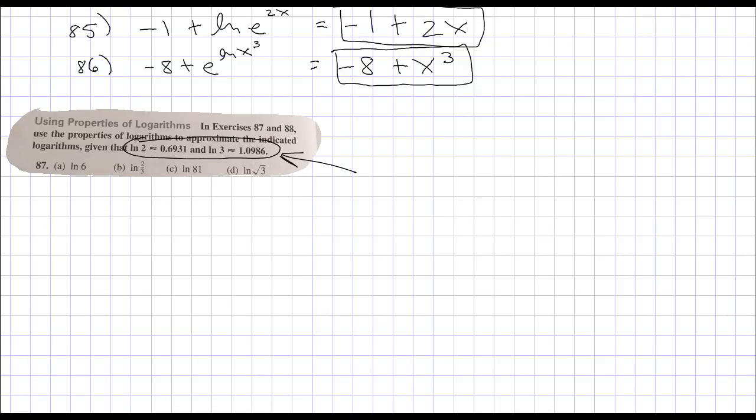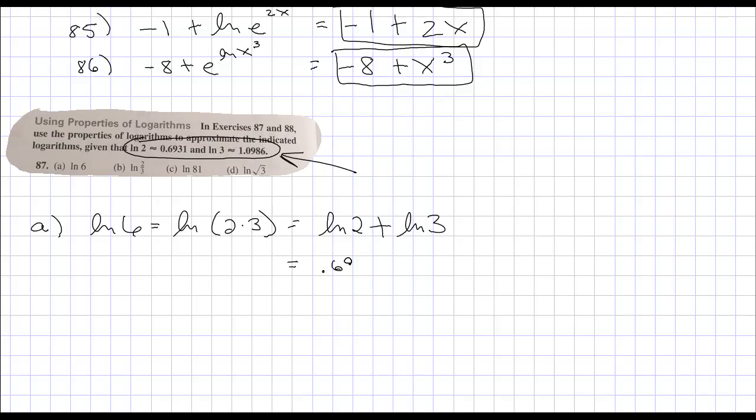Okay, so for 87a, they gave you ln of 6. Okay, but they didn't give you a decimal approximation for ln of 6, but you can write it as ln of the quantity 2 times 3, and then one of the properties of logs is that when you're multiplying two numbers, you can separate it into a sum, which is to say ln of 2 plus the ln of 3. Okay, so they gave you each of those values, so 0.6931 plus 1.0986, and that equals whatever you get on the calculator.